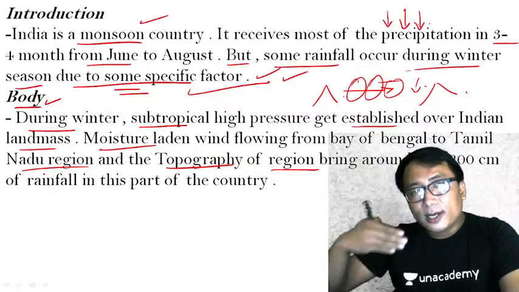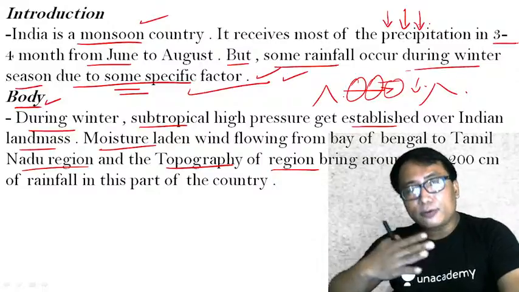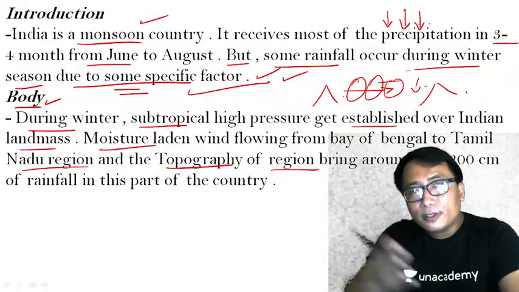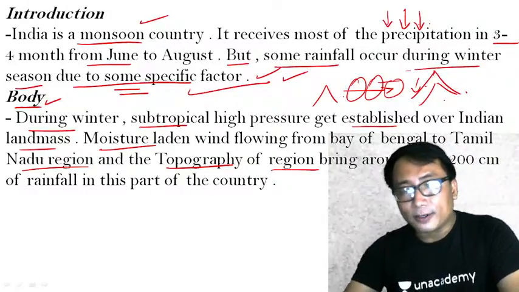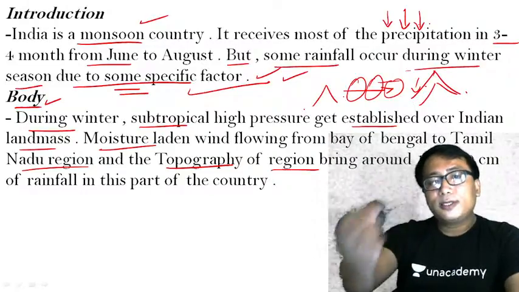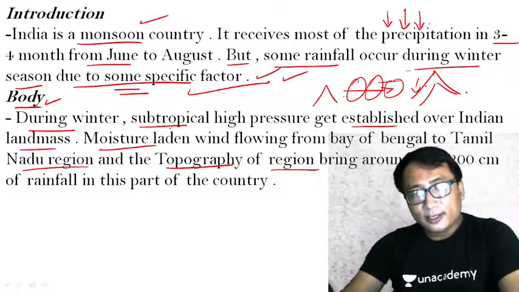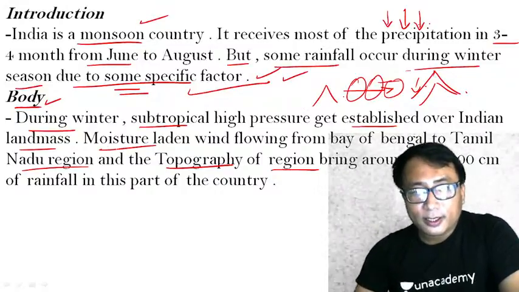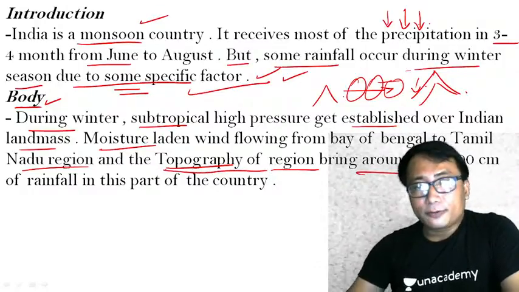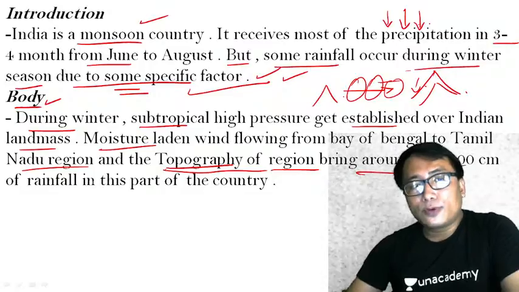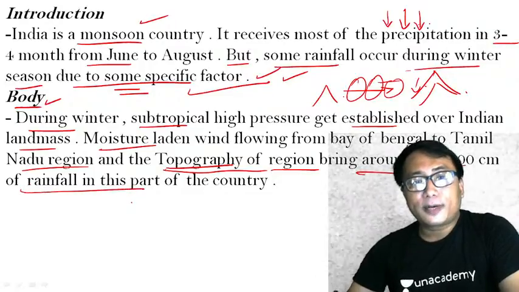Whereas in the Western Ghat, in peninsular India, you get a huge amount of rain. Why? Because the Western Ghat orientation is blocking. Anyways, since we are just discussing the answer writing, all this knowledge we will discuss in the special sessions. Anyways, topography of the region brings around 150 to 200 centimeter of rainfall in this part of the country.